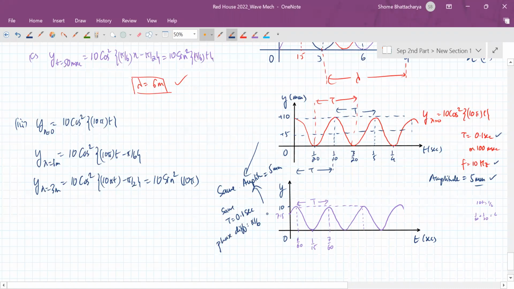You can understand that as the wave is propagating, different particles on the medium are oscillating with the same amplitude and same frequency, but with phase difference according to where they are located. For example, two particles located at x equal to 0 and x equal to 1 meter have a phase difference of pi/6 in their oscillations.